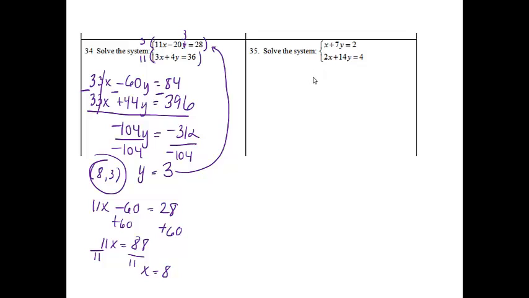Okay, 35, solve the system. x plus 7y equals 2, and 2x plus 14y equals 4. So if I put a 1 in front of here, I'm going to multiply the top one by 2, and I could multiply the bottom one by 1. When I multiply that top one by 2, I get 2x plus 14y equals 4. And I'm going to stop right there because I notice these equations are the exact same equations. And if that happens, they'll always equal each other. This will be infinite solutions.